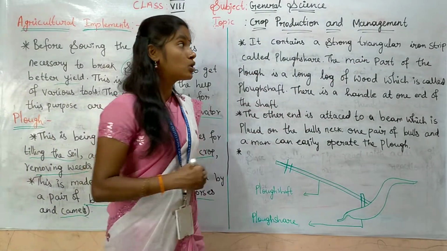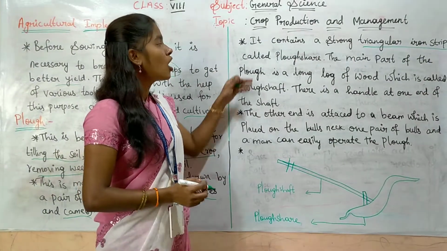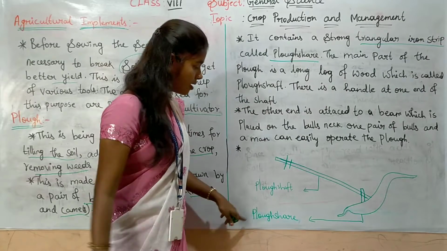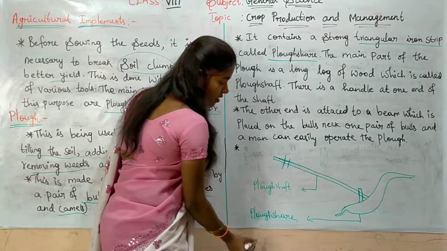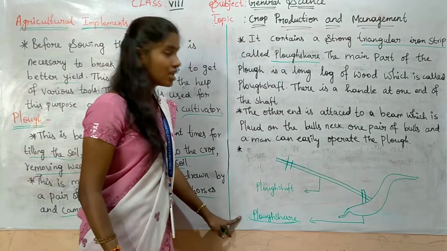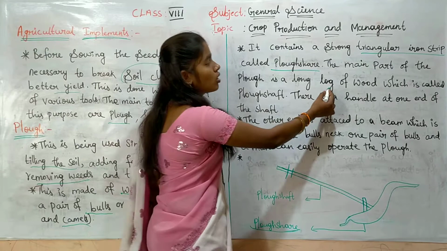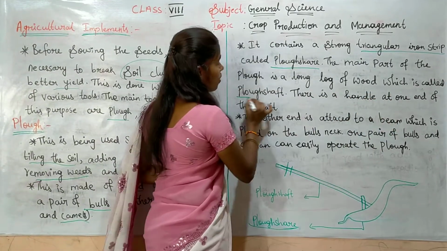So this plow contains a strong triangular iron strip called the plowshare. You can see here the triangular iron strip. This is nothing but the plowshare. You can see it in the diagram. And the main part of the plow is a long log of wood, which is called the plow shaft.